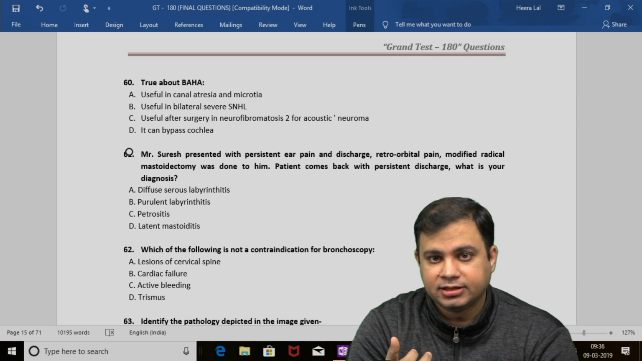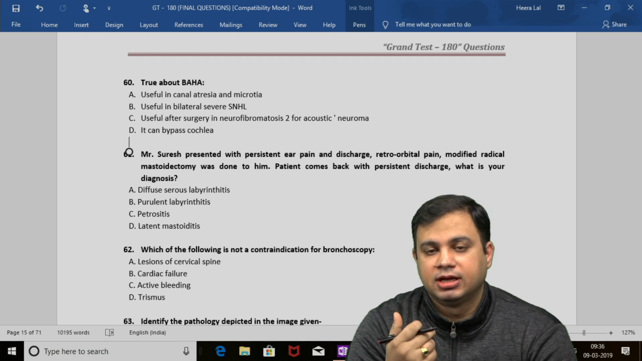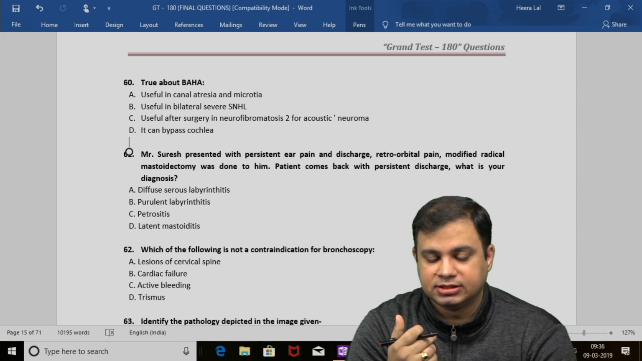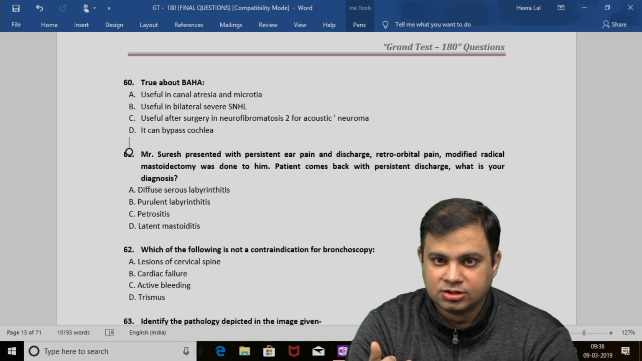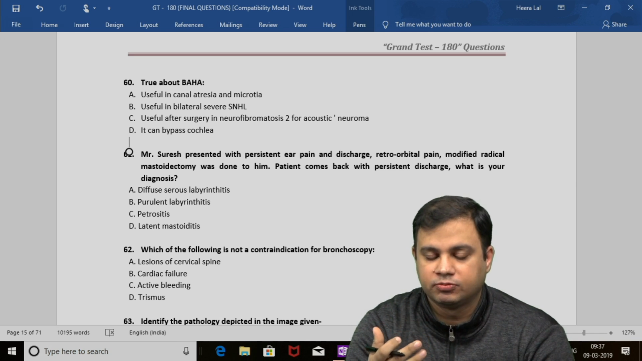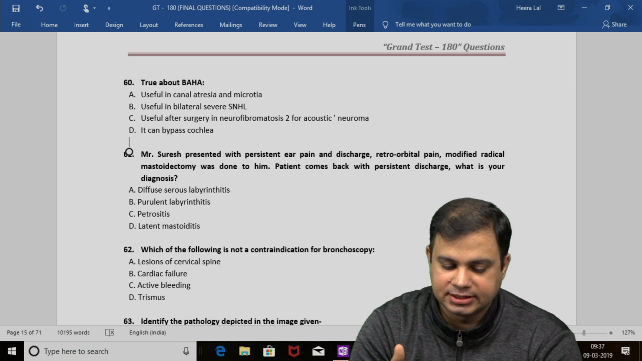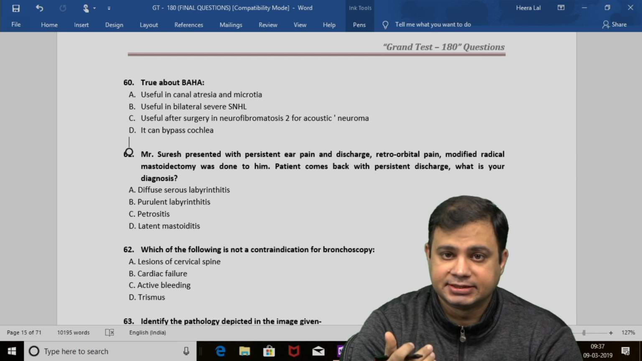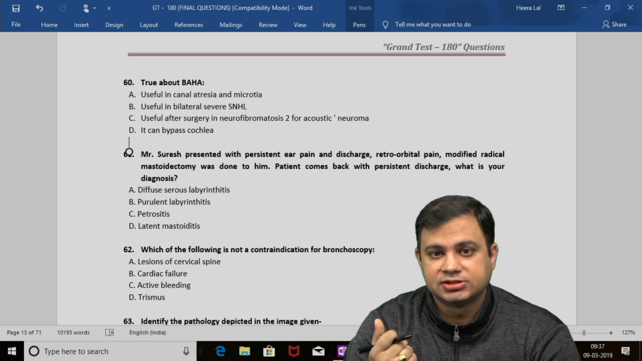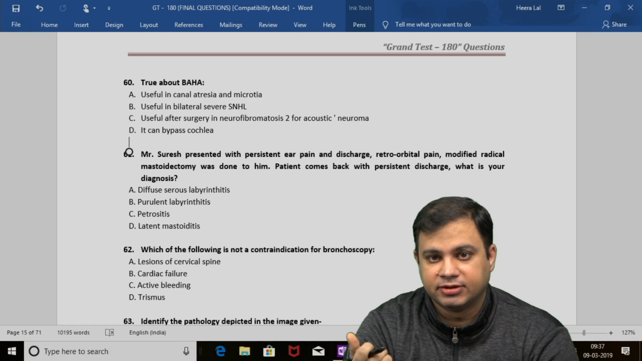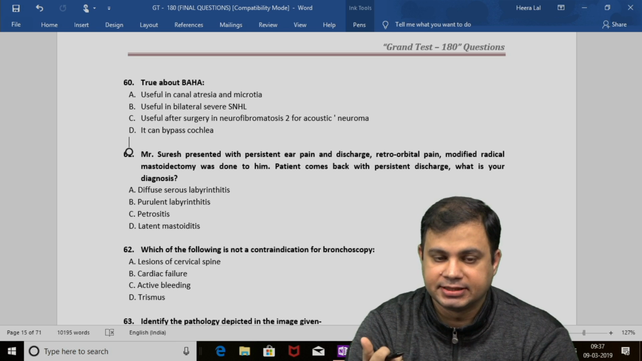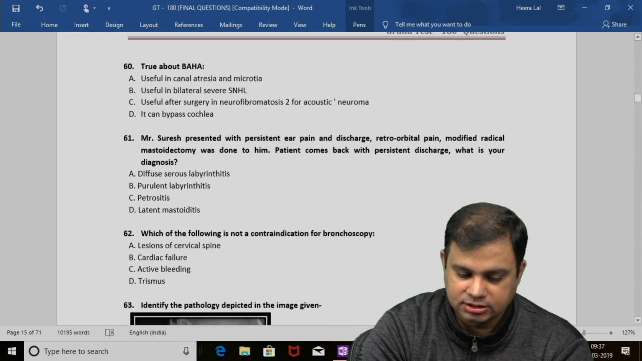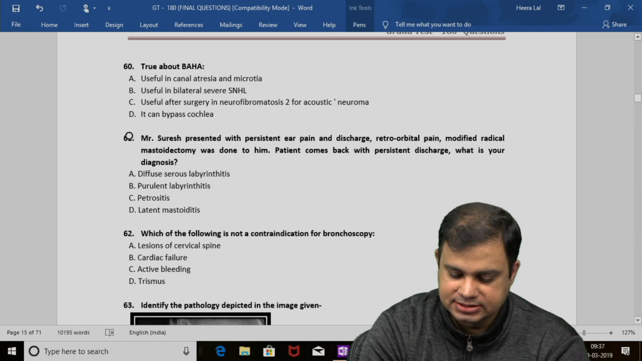So, modified radical mastoidectomy was done for atticoantral disease, for a cholesteatoma ear. So, if mastoidectomy was done for a cholesteatoma ear, what is the first and foremost complication of cholesteatoma? It is petrositis. So, if the infection travels to the petrous part of the temporal bone, the patient can have petrositis. So, here the answer to question 61 is C.